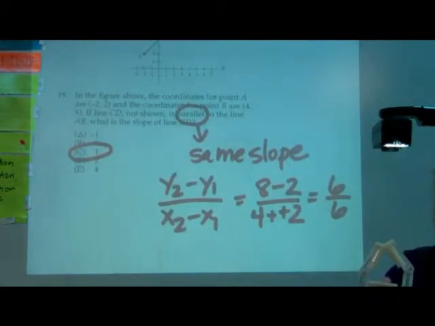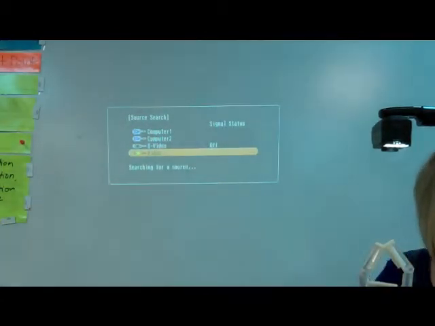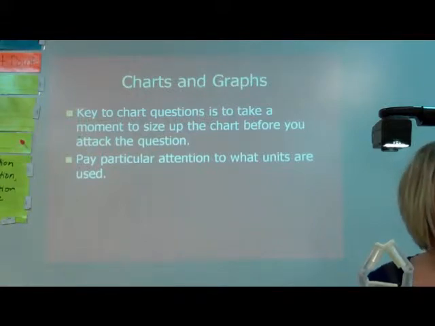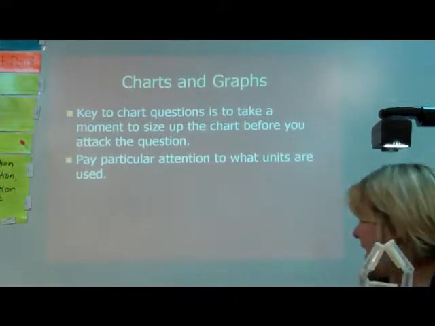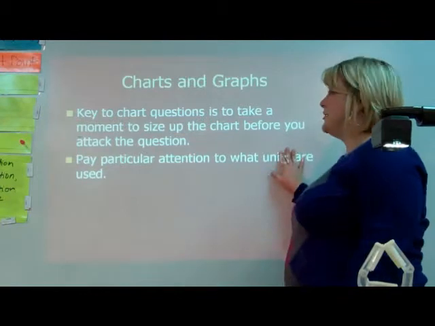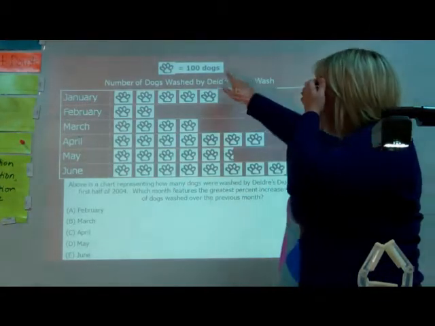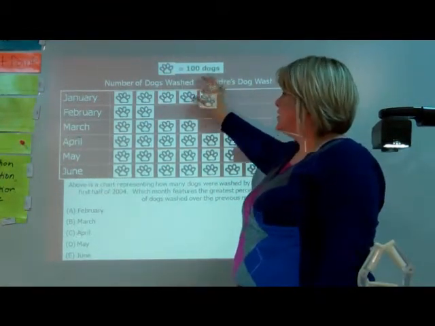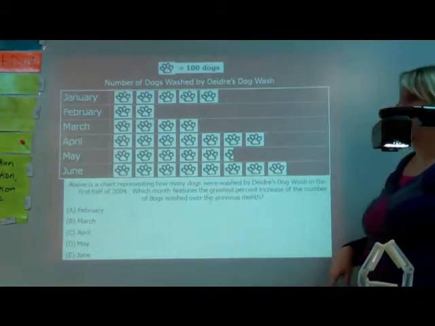All right, the last thing of geometry, day 2, charts and graphs. The key to charts and graphs problems is to make sure that you take a moment to size up the chart before you look at the question and pay particular attention to the units they're using in the chart. So here's an example. Here's where it tells you the units. Each paw print is 100 dogs. So what this chart shows is the number of dogs washed by Deidre's dog wash.